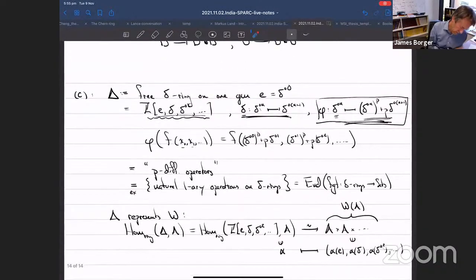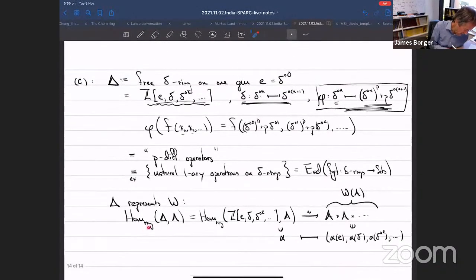But maybe it's a slightly more conceptual way of looking at it. This makes it look like a co-induced delta ring.